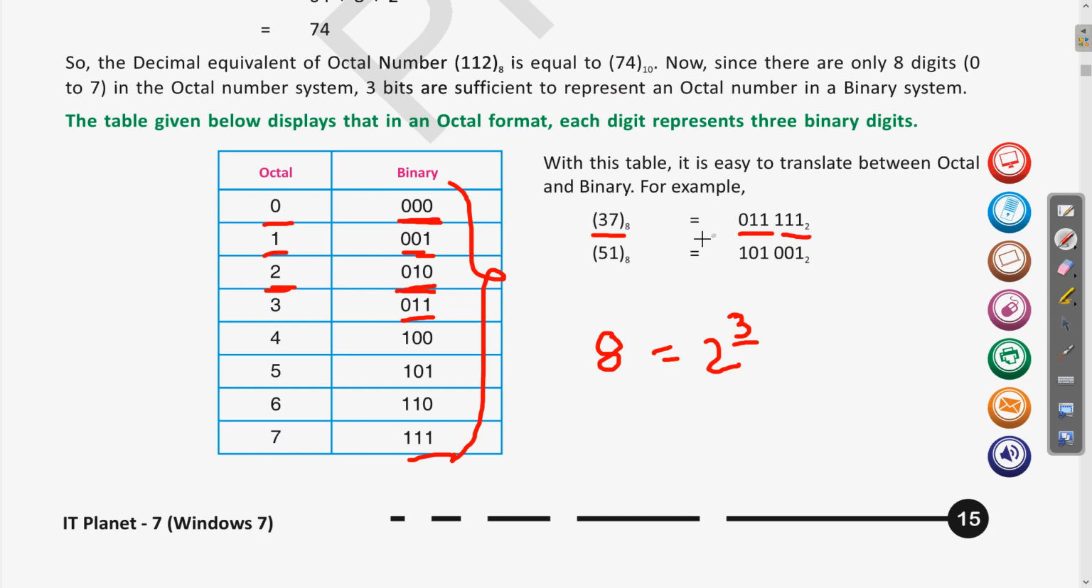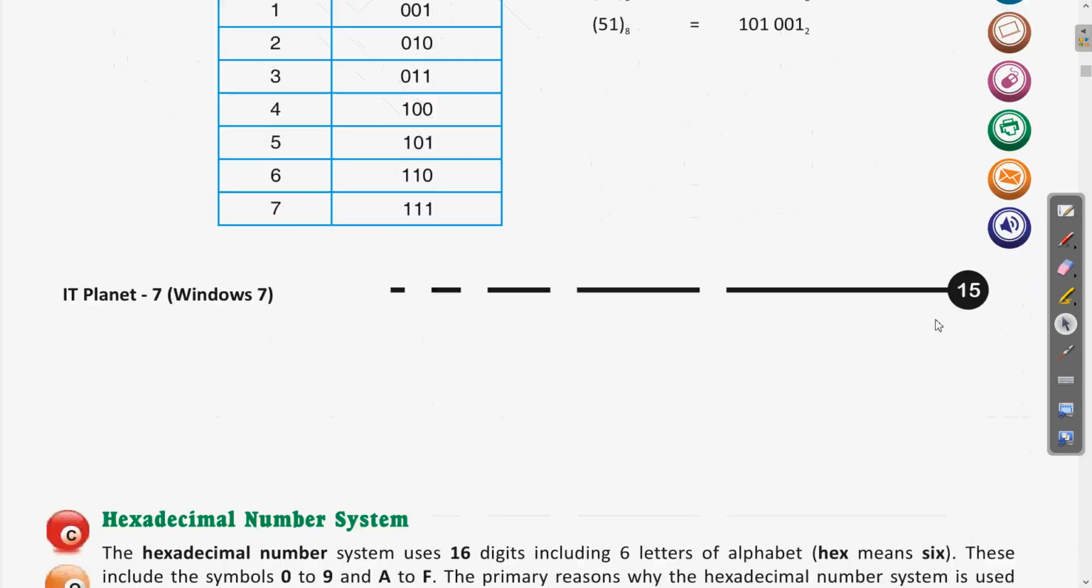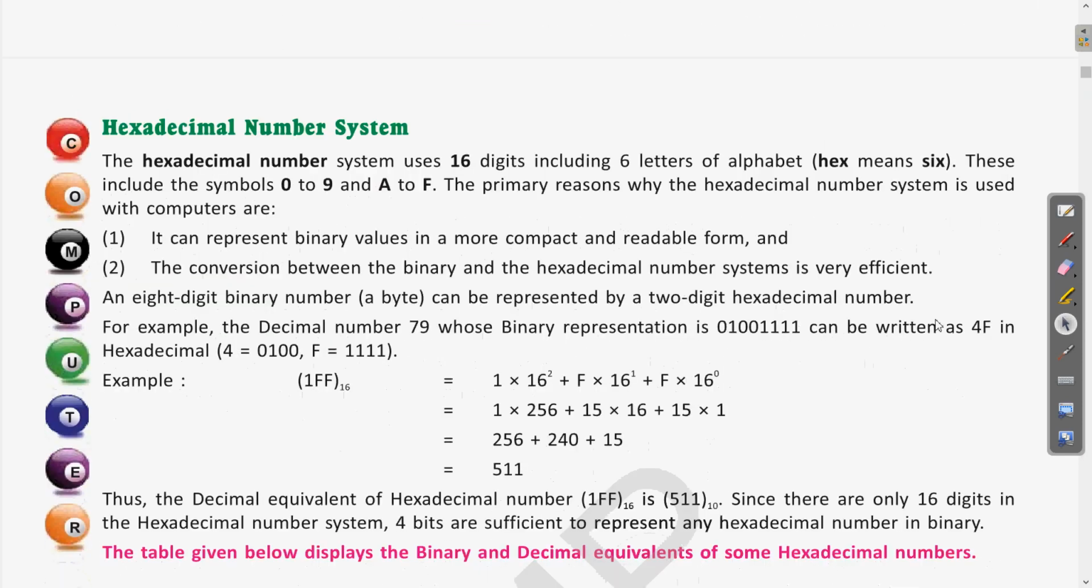Clear? So this way any octal number can be broken down and written in binary very easily. Okay, so I hope we have gone through the homework, the questions which we have given. Now the next is the hexadecimal number system.